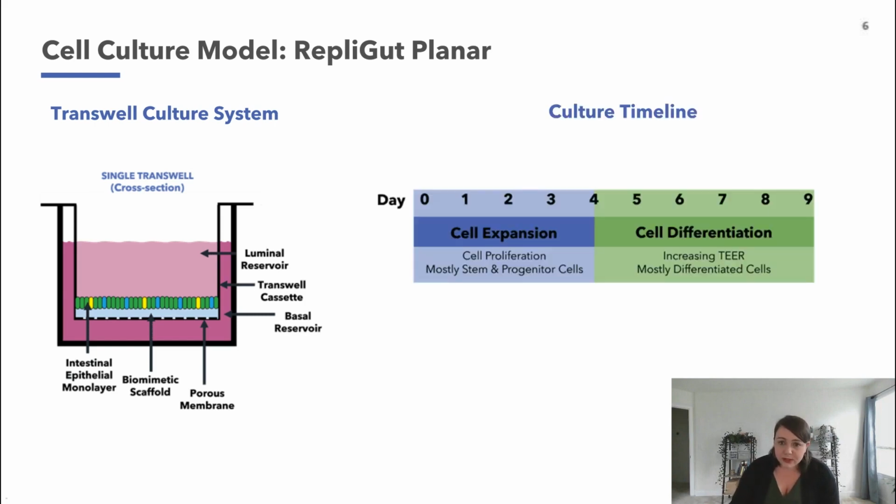And when we culture our cells on these transwells, we have about a 10-day culture period, where in the first approximately 4 days, half the culture, we have lots of cell expansion.